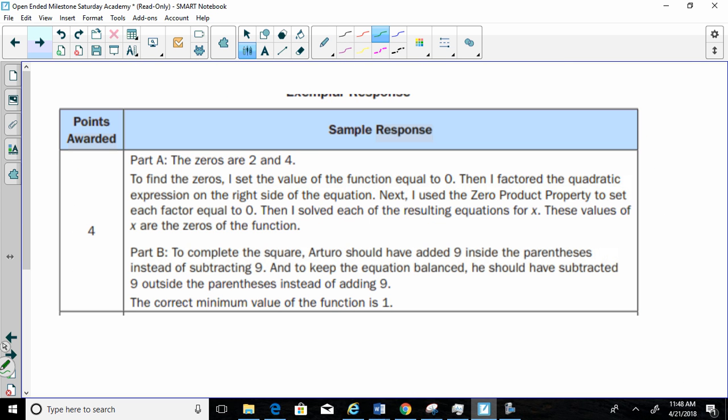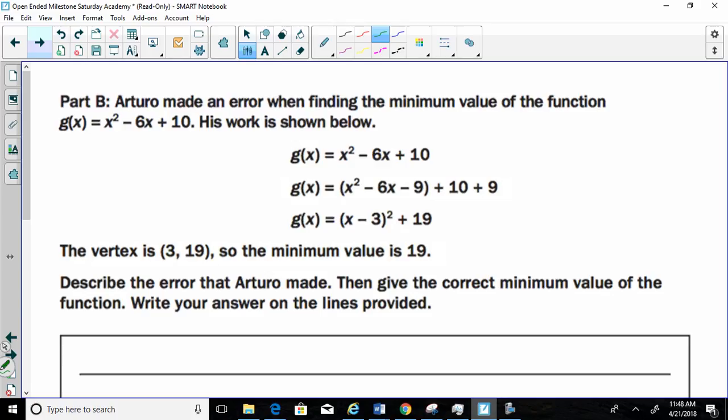Okay, so next one. It says it's part B of this problem, and they're trying to find the minimum function. So they're trying to see on your formula sheet, see where it says quadratic formulas, see where it says standard form, vertex form? I want you to write an arrow.